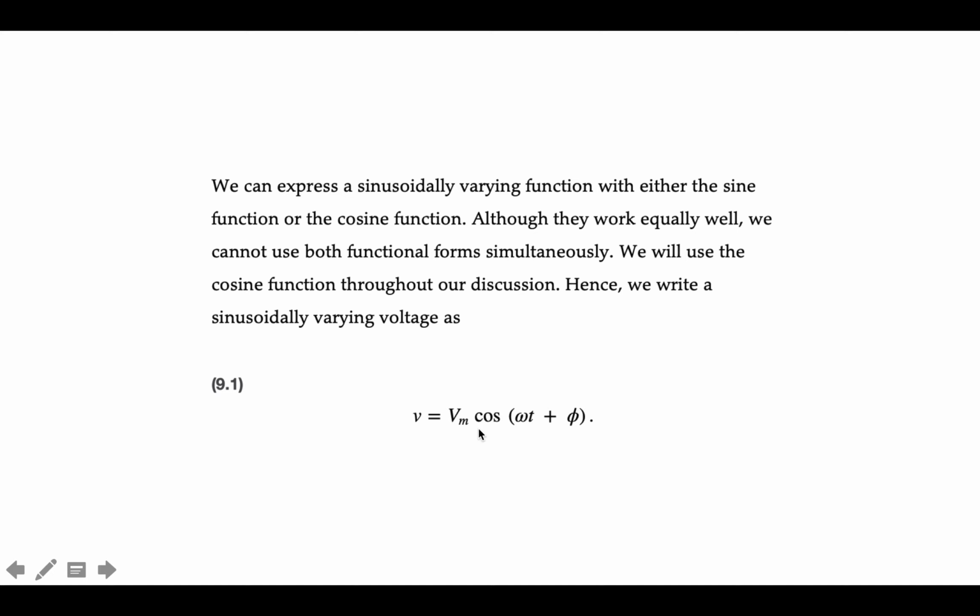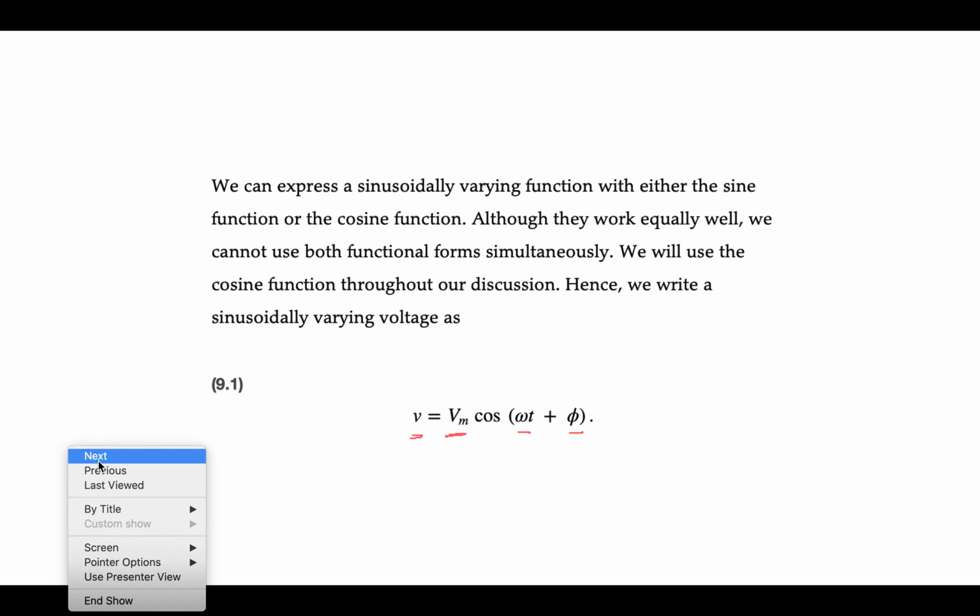So you can express a sinusoidally varying voltage with the following expression. V is the voltage as a function of time. V sub m is referred to as the amplitude or the magnitude of the voltage, and then it is a cosine function, and inside the parentheses of the cosine function, in the most general sense, is omega t plus phi. So let's talk about each one of these terms. And we do refer to this as an AC or alternating voltage.